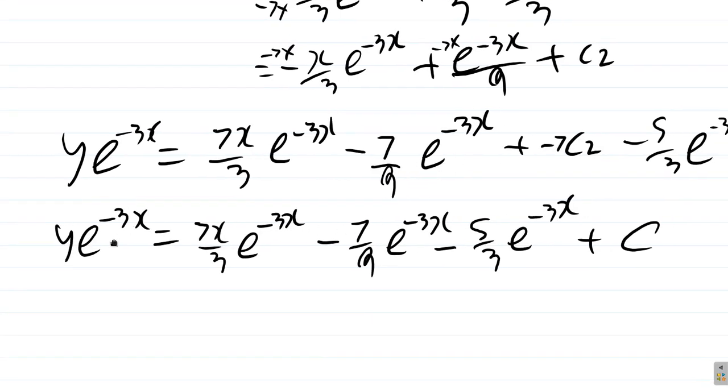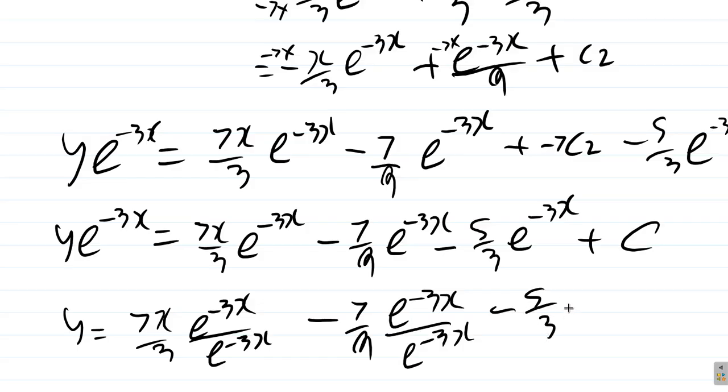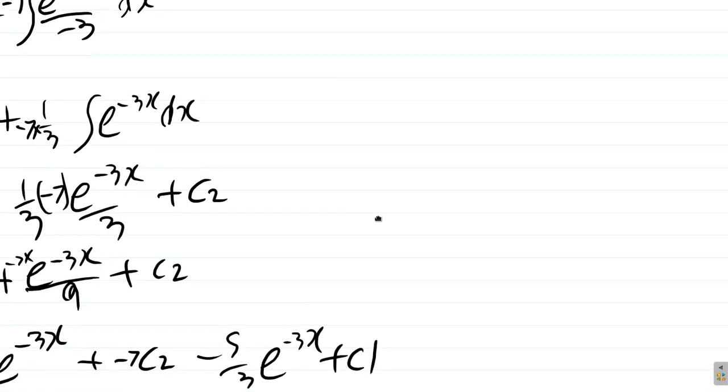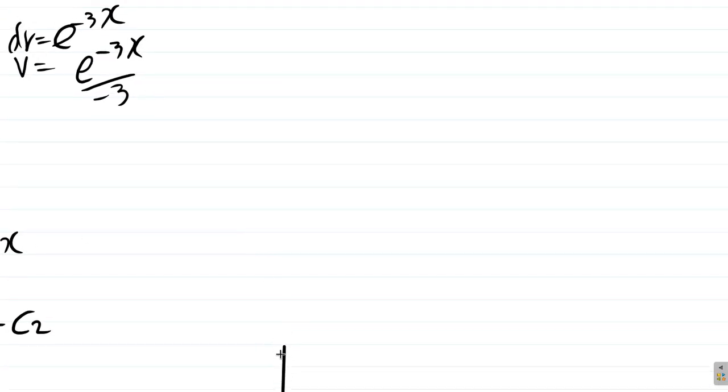Alright. Now we're going to divide both sides by e to the negative 3x. So y equals 7x over 3 e to the negative 3x over e to the negative 3x minus 7 over 9 e to the negative 3x over e to the negative 3x minus 5 over 3 e to the negative 3x over e to the negative 3x plus c over e to the negative 3x. We've run out of scrolling space, so let's draw a line and continue working up here.